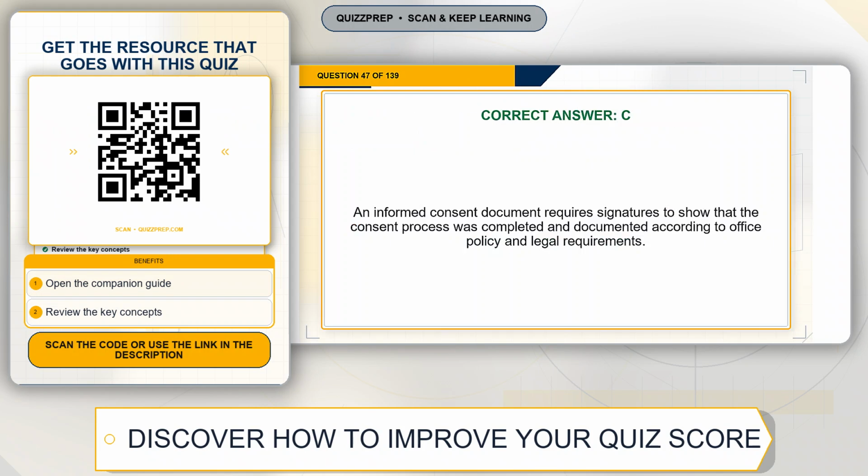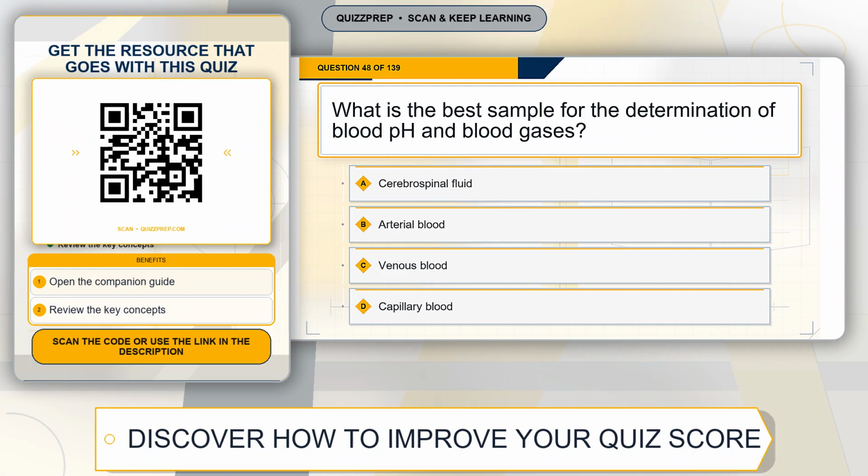Explanation. An informed consent document requires signatures to show that the consent process was completed and documented according to office policy and legal requirements. Question 48. What is the best sample for the determination of blood pH and blood gases? Option A, cerebrospinal fluid. Option B, arterial blood.